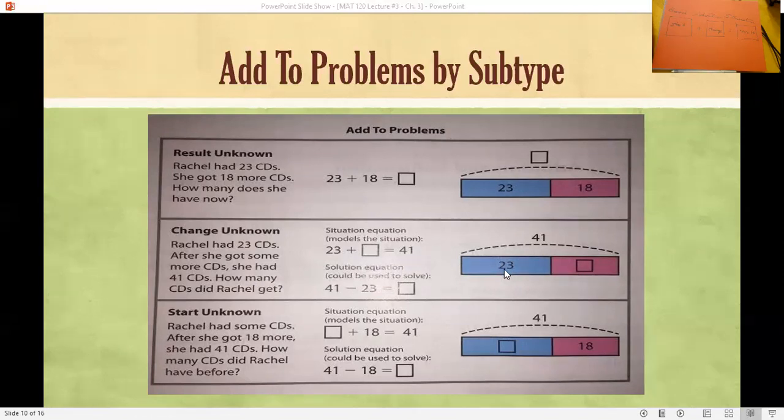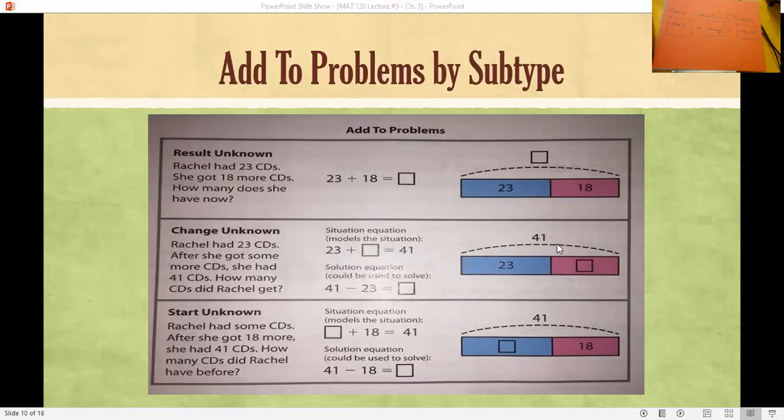We know one part is 23. We don't know what our other part is, and we do know the total is 41. By the way, notice this strip diagram has this lovely little dotted curved line. You may not have seen that yet from the strip diagram. You could put lines or any kind of bracket or some kind of nice writing. Get creative.